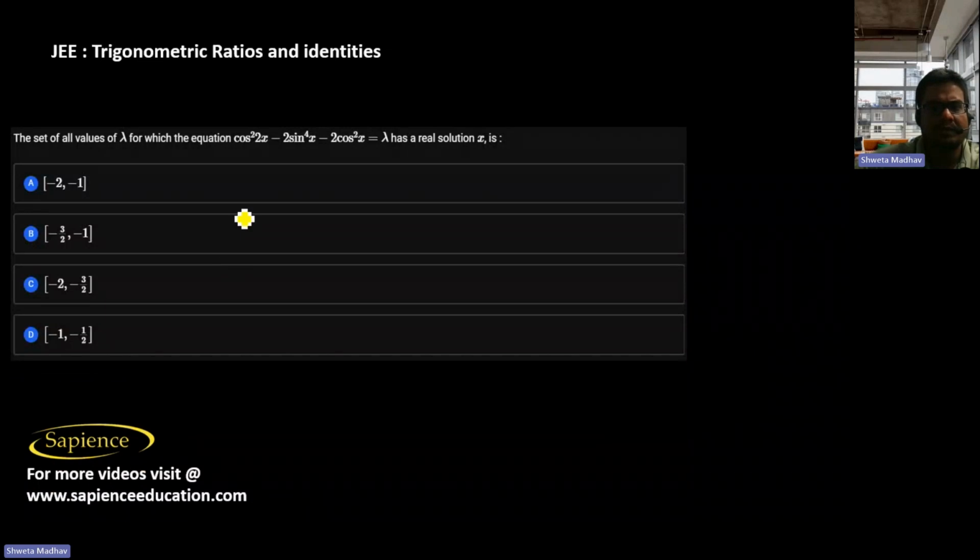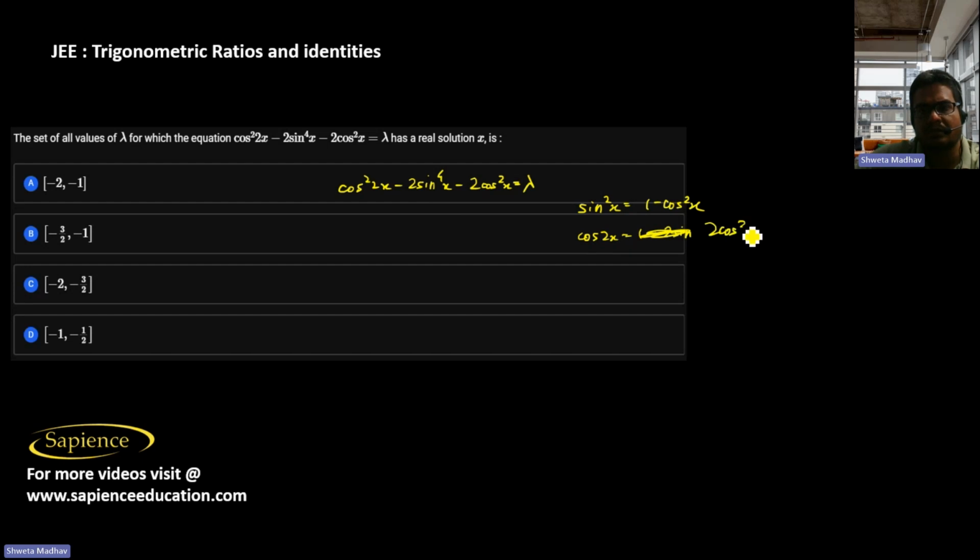Okay, so here it is told that the set of all values of lambda for which the equation cos square 2x minus 2 sine power 4x minus 2 cos square x is equal to lambda has a real solution x is. So now here we can take sine square x equal to 1 minus cos square x, that we know, and also cos 2x we know is equal to 1 minus 2 sine square x, or we can say it is 2 cos square x minus 1. So then the equation can be converted in terms of cos x.